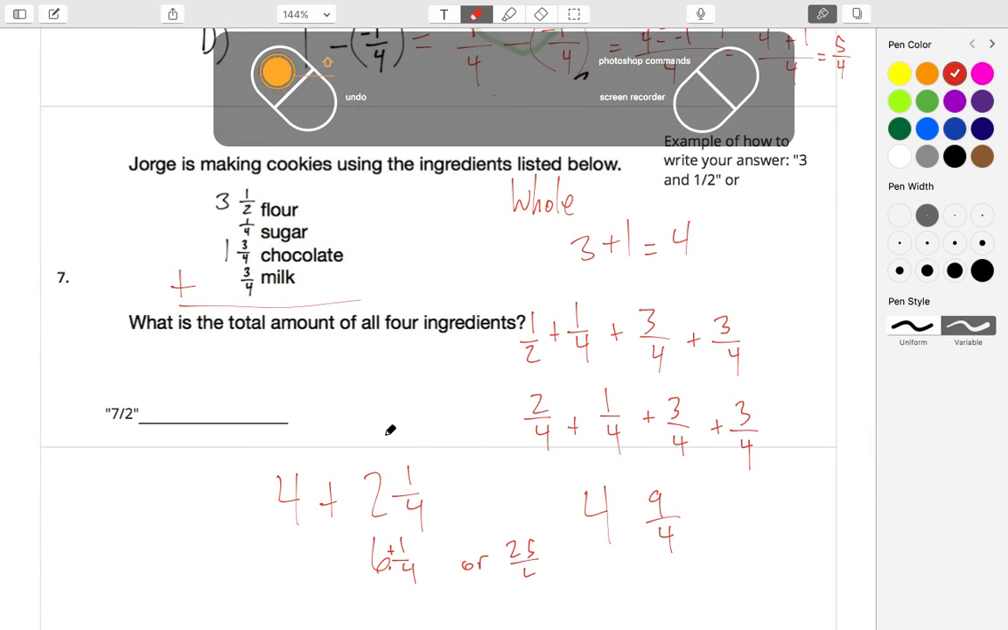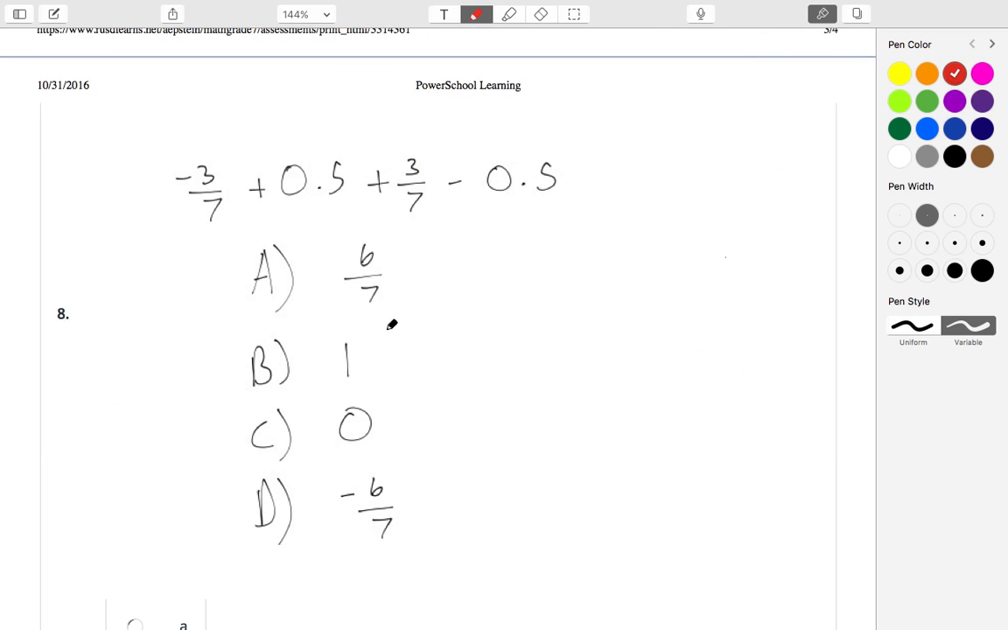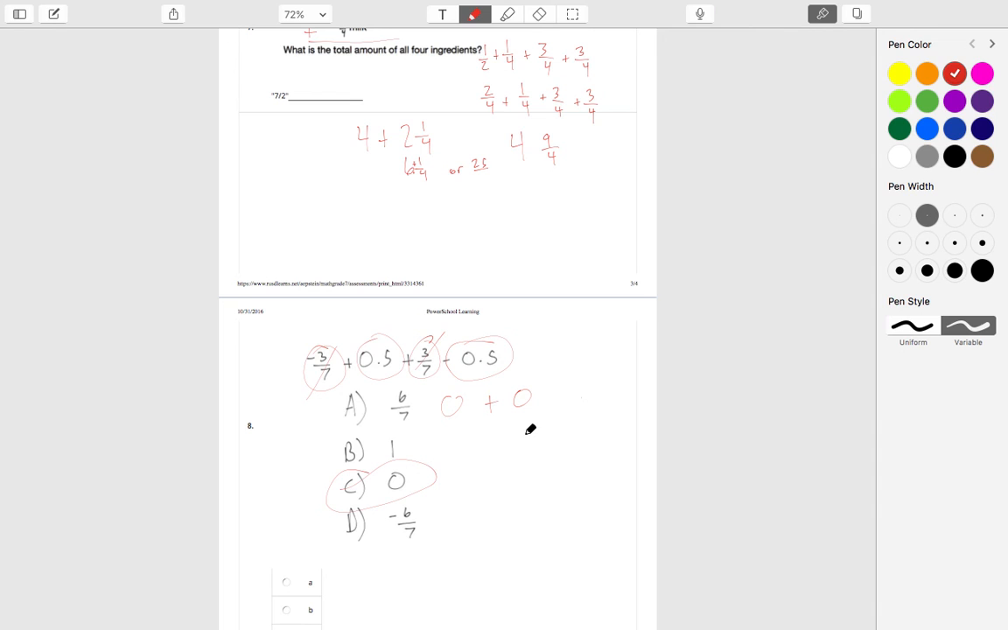I got that one wrong on the practice test, and when it said the answer, it had 6 and 1 over 4. Okay, we have negative 3 over 7 here, plus 3 over 7 here. These are fractions, they go together. Since one's positive, one's negative, they will cancel to be 0. You have 0.5 here and negative 0.5 here. Since they are decimals, they go together and they cancel to be 0. What's 0 plus 0? 0. 0 is your answer. So this is the idea of 0 pairs continued, but now with 4 terms.